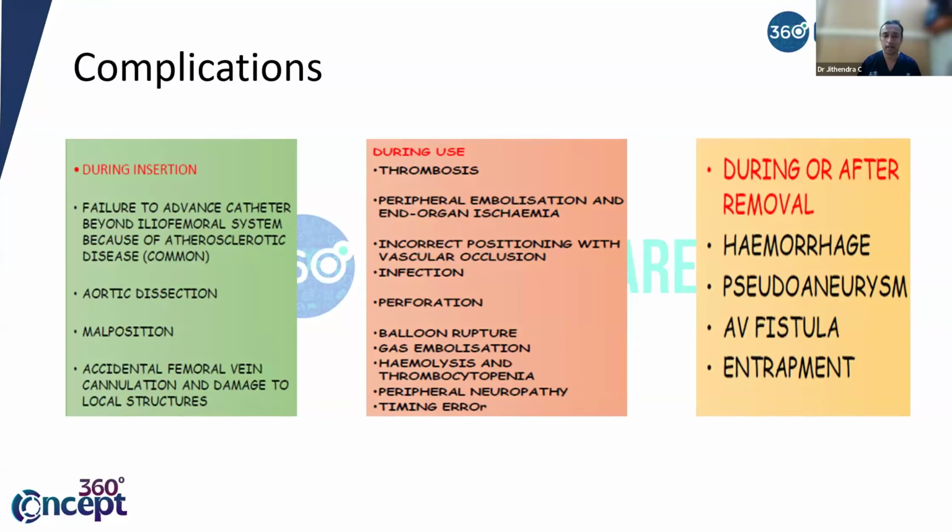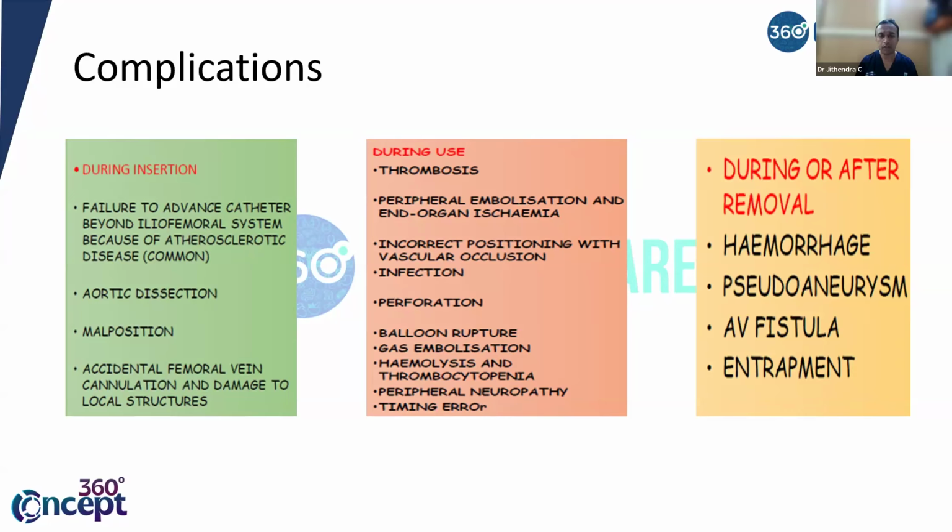Infection: if you're not handling it in an aseptic way, you will get it. So high risk of infection. If you're not following strict asepsis, then there is high risk of infection. Perforation of the balloon can happen, but very, very rare. So balloon rupture, balloon gas embolization, hemolysis and thrombocytopenia is a very, very common complication. Some amount of hemolysis happens because the balloon is causing trauma and it will cause damage to the RBCs and the platelets. And thrombosis is there. So all of this can lead to some drop in Hb, some drop in platelet count.